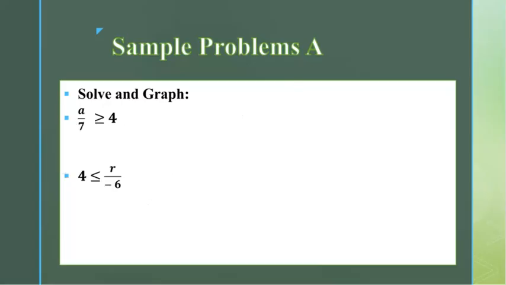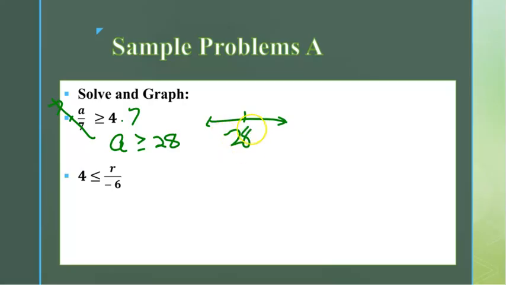Next, solve and graph this one. Here, A divided by 7. The opposite of dividing by 7 is multiplying by 7. So I multiply by 7 on both sides. I'm now left with A is greater than or equal to 4 times 7, which is 28. To graph it, I've got 28 here. It can equal 28, so it's a filled in circle.